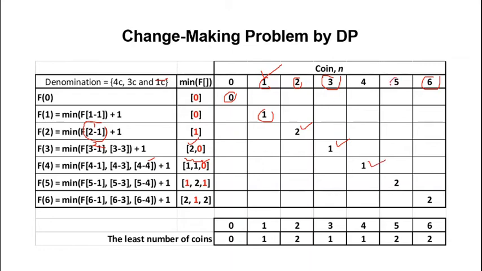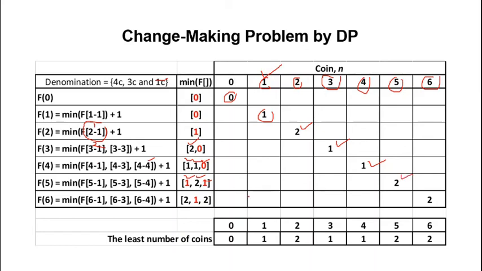Next is n equal to 5. 5 minus 1 is 4. We have already solved it, the solution is 1, so we return 1. 5 minus 3 is 2, and 2 returns 2. That's why we obtain 2 there. 5 minus 4 is 1, return 1. And the minimum is 1. 1 plus 1 is 2.